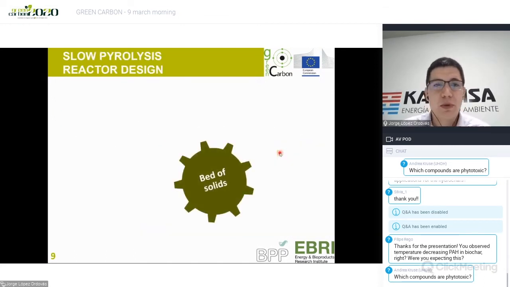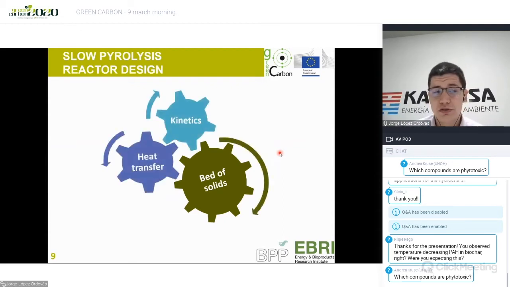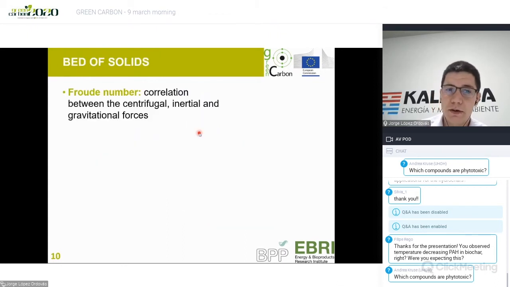So the three aspects we are going to combine here are the bed of solids, the heat transfer, and the kinetics. They all work together to design the reactor and to make the reactor work. We need all of them separately. The solids are flowing along the reactor. We need the solids to achieve a certain temperature, and so we need all the heat transfer and all the heat flows. But of course, we're talking about pyrolysis. That's a chemical reaction, and we need the kinetics of the pyrolysis for that. All of them should be studied and combined for the design of any reactor, and it gains special importance on the rotary kiln, on a slow pyrolysis.